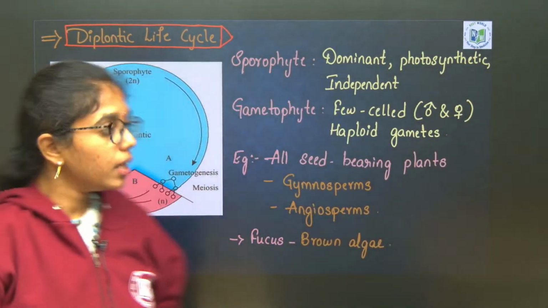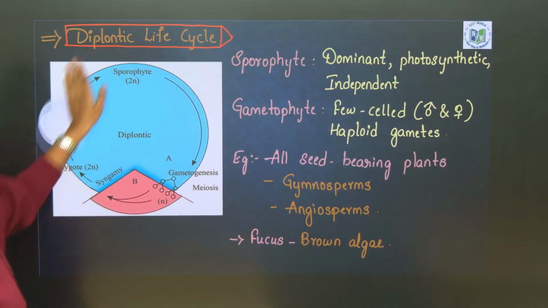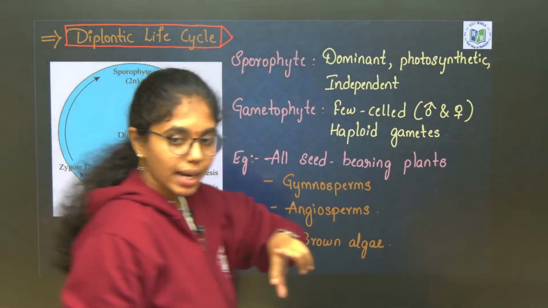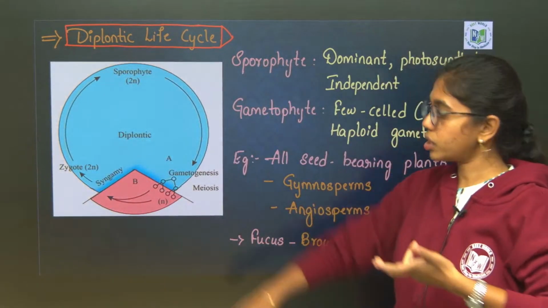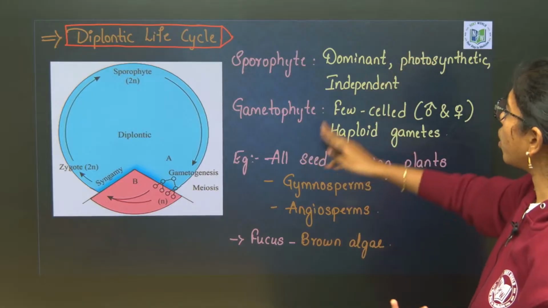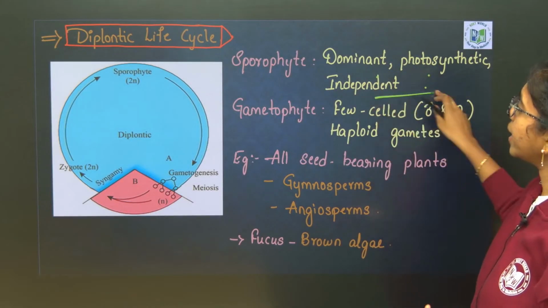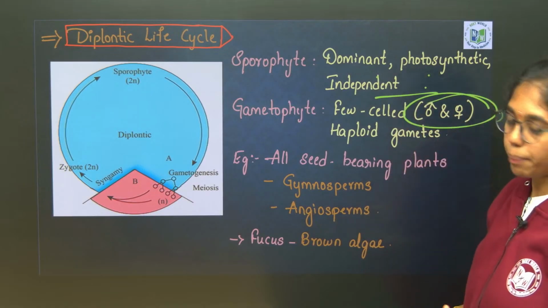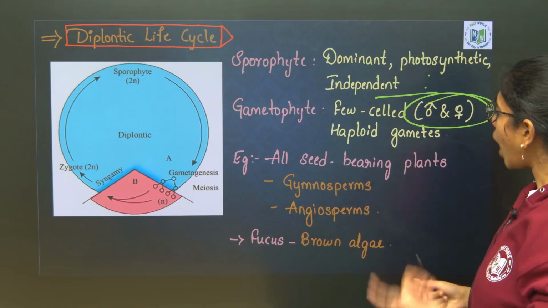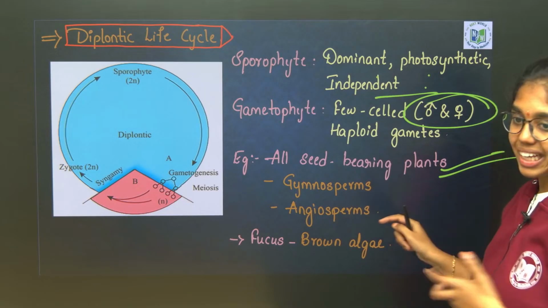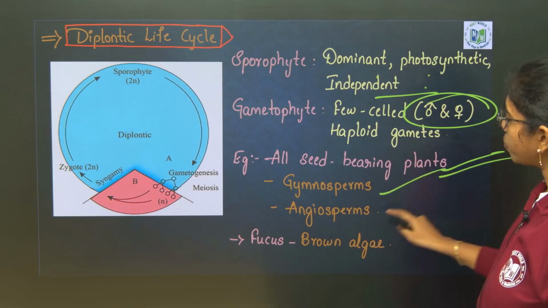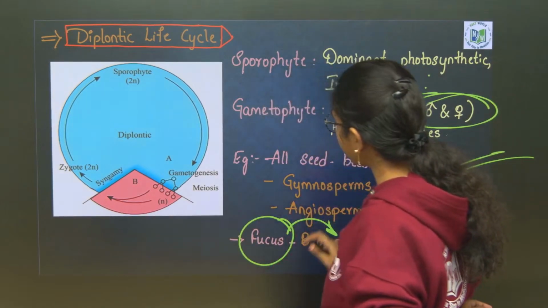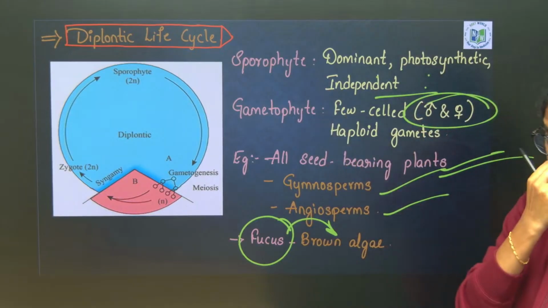Diplontic life cycle, first is sporophyte. Sporophyte dominant stages will be present, only gametes or gametophytes are haploid, only those stages are haploid, and rest everything is diplontic phase. Sporophyte is dominant, photosynthetic and independent. Gametophytic phase is few celled, haploid gametes. So, all seed bearing plants, for example Gymnosperms and Angiosperms, have this. Fucus is the brown algae which has what? Diplontic life cycle.